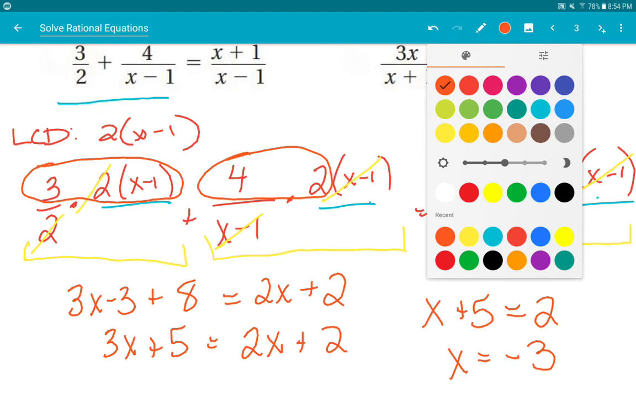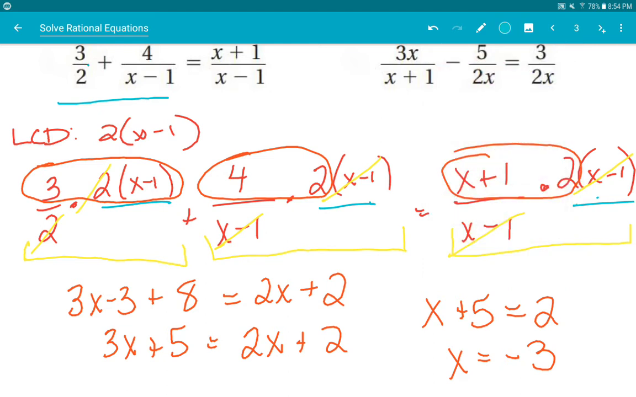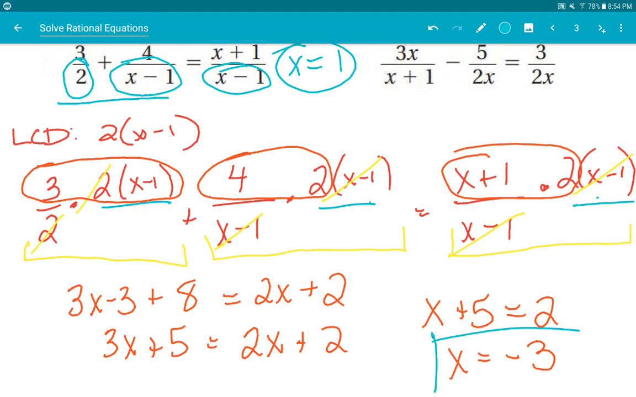Again, like before, you want to determine your restrictions. This doesn't give us a restriction. x minus 1 gives us a restriction of x equals 1, and this is the same restriction. So the only answer we cannot have is x equals 1, but we got x equals negative 3, so that checks out. Okay, so there's your solution for the first example.